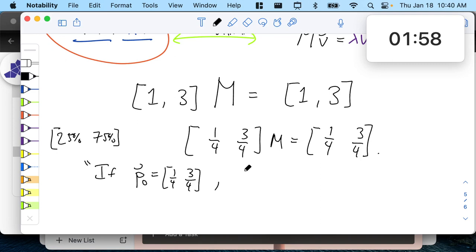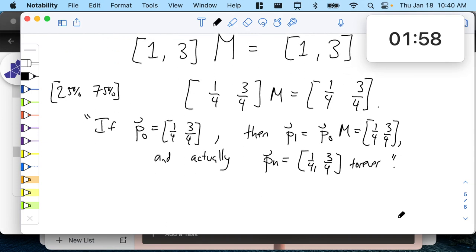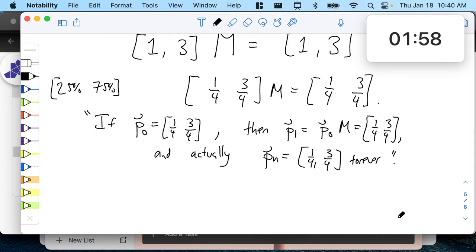This equation is actually telling you the chance of rain one day from now. P1 is always P0 times M, and in this case, P0 times M for this special P0 is back to P0. It's still (1/4, 3/4). So if on the radio today it's a 1/4 chance of rain and 3/4 chance of not rain, then tomorrow it's still going to be 1/4 chance of rain and 3/4 chance of not rain, and the day after that too. So Pn is always going to be (1/4, 3/4) forever. Sometimes people call this the steady state probability, because if you get to that state, you just stay there forever.